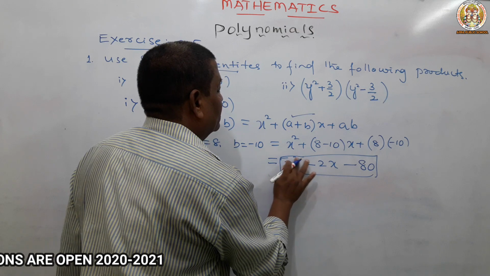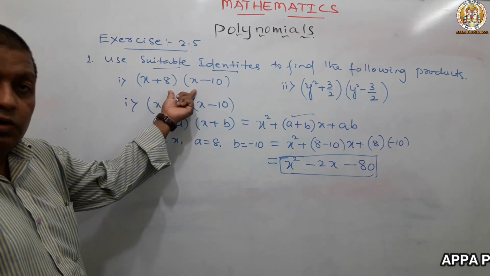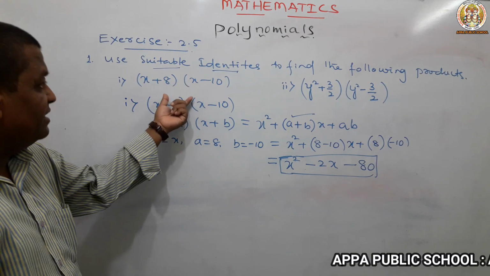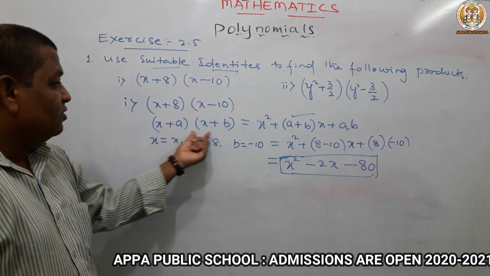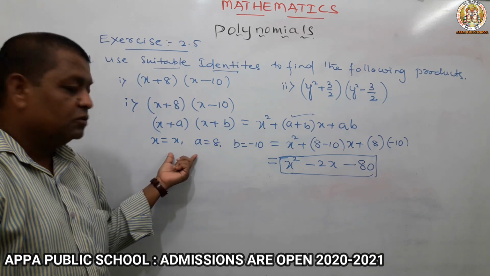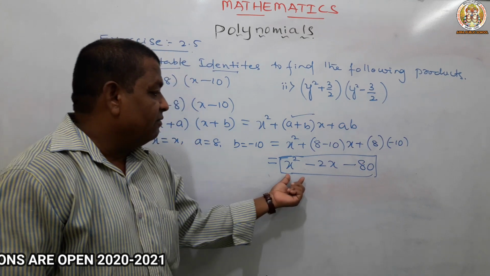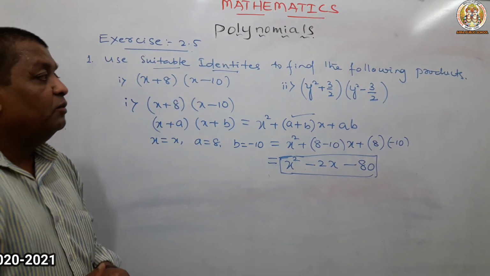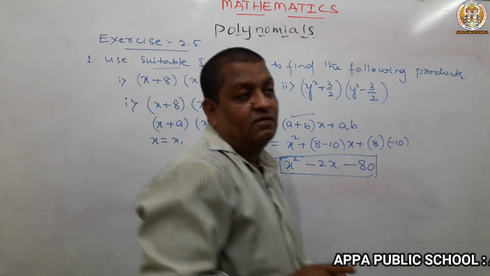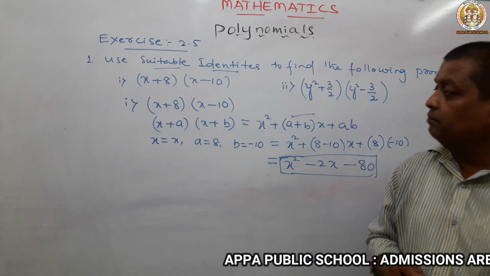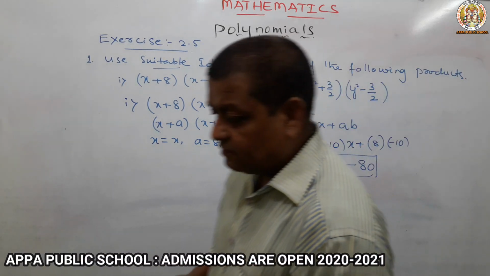This is our product of the given polynomial, right? See, we took two binomial terms and we did multiplication by using a suitable identity. So this is the identity. Afterwards we took the respective values and substituted them in the given formula and we got the product. So in this way we can solve most sums of this type. Which type? X plus a into x plus b form. I hope you understood.